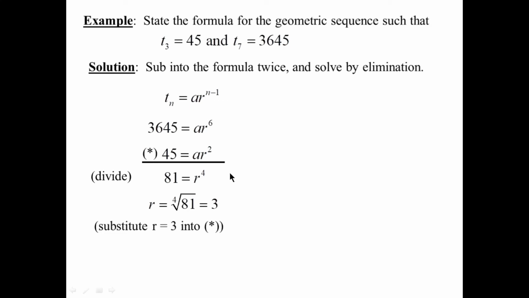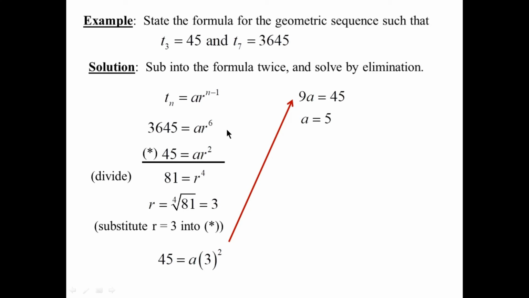Now we'll take this r equals 3, and we'll plug it back up in here, just like in grade 10. It's called back substitution. So I'll put the 3 in there for r and figure out a. We have 3 squared, which is 9. And so it will be 9a equals 45, and divide by 9, a equals 5.